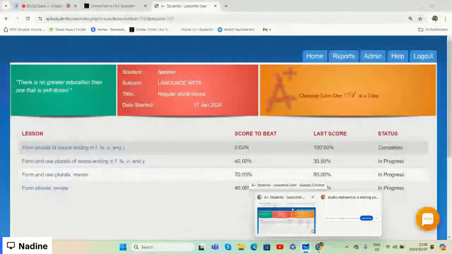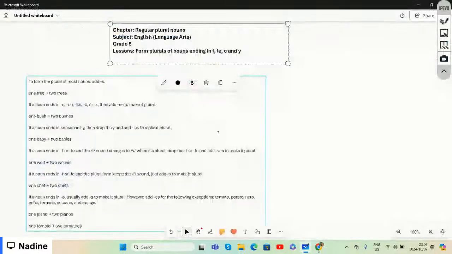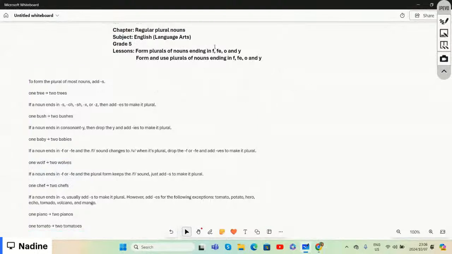And to form and use plurals of nouns. So form and use plurals of nouns ending in F, E, O, and Y. And we're going to go over how we can basically form plurals ending with F, E, O, and Y, right? And basically how or why it ends like that.